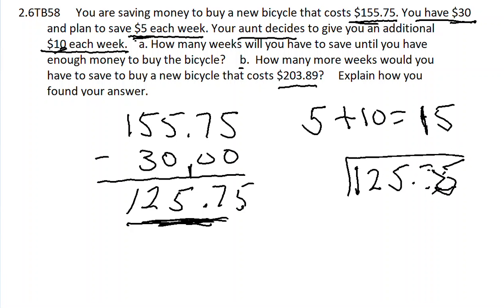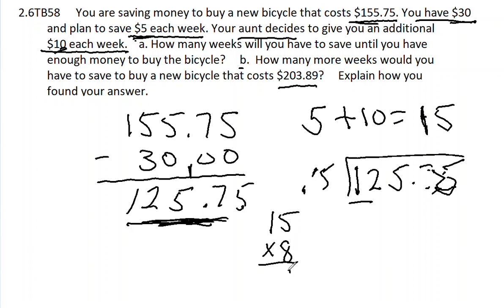My pen's not working very well. All right, so we end up with 15 goes into 125.75. 15 will not go into 12, but it will go into 125. I know that there are 2 15s in 30, 4 15s in 60, 6 15s in 90, and another 30 from that. So why don't we try 8 and see where that gives us.